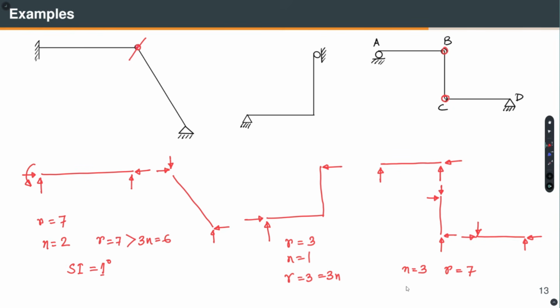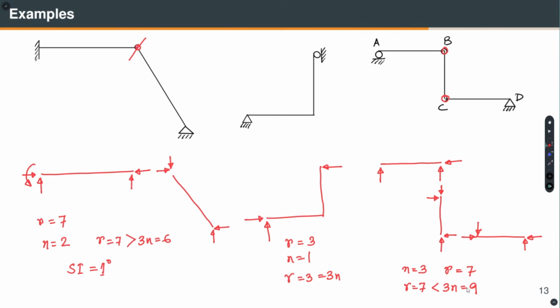Then what is happening? R is equal to 7, and there are 3 free bodies. So, this is less than 3 N, which is 9, right. So, there are 9 equations of equilibrium, but R is only 7. So, this is unstable.